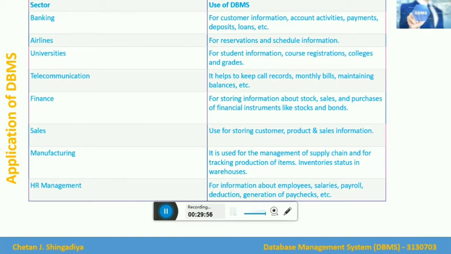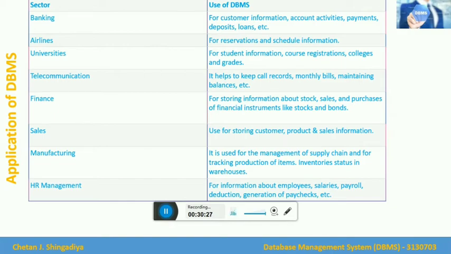Then the next application is telecommunication. It helps to keep call records, monthly bills, and maintain balances. Finance is an important application of DBMS for storing information about stock sales and purchases of financial instruments like stocks and bonds. Then the next application is sales. It is used for storing customer, product and sales information.